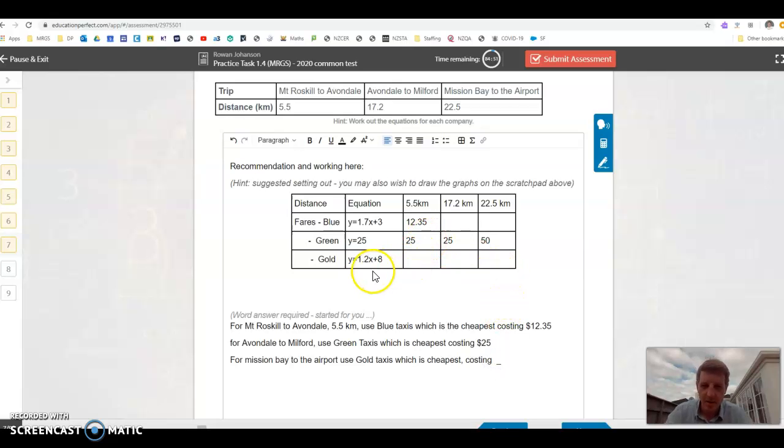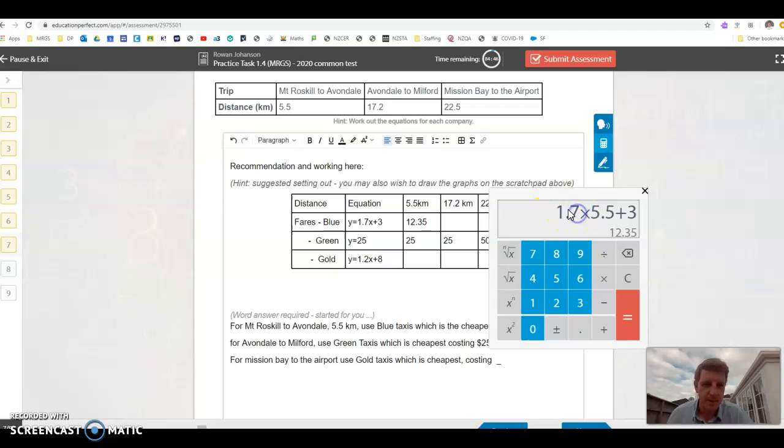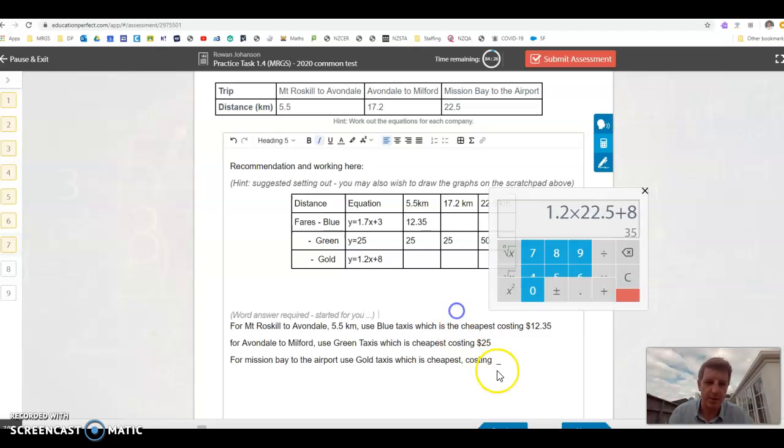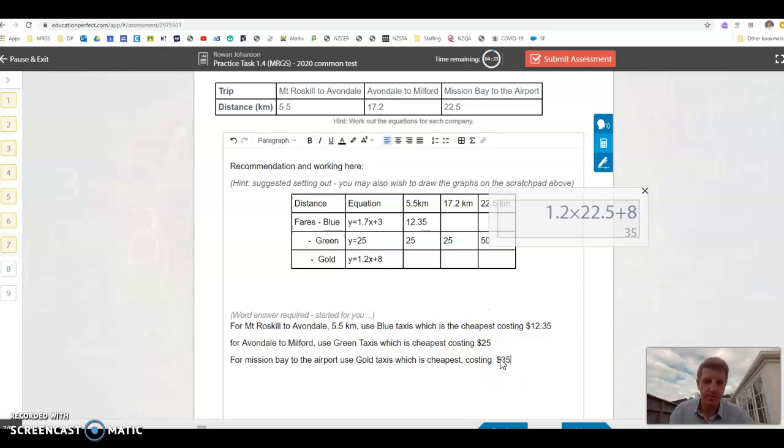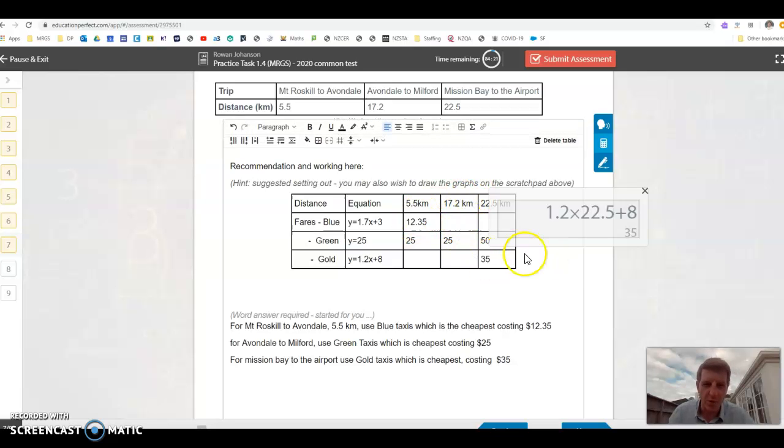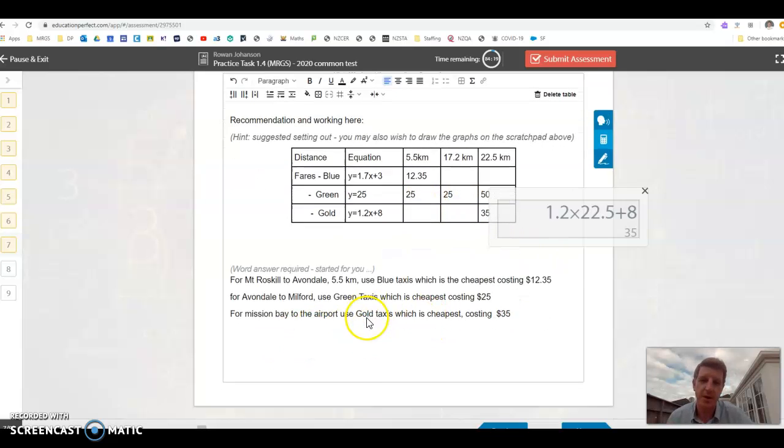And I can have a look. It's going to be 1.2x plus 8. I'm going to put in 22.5. So I can go, that's 1.2 times 22.5. So I'm going to clear that. Start again. 1.2 times 22.5 plus 8 is $35. But I'd have to do all those numbers. So that's the achieve section there.